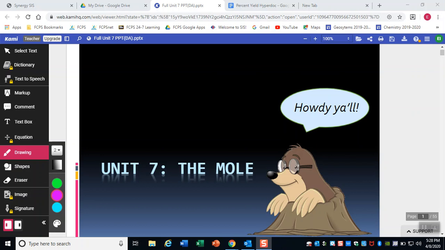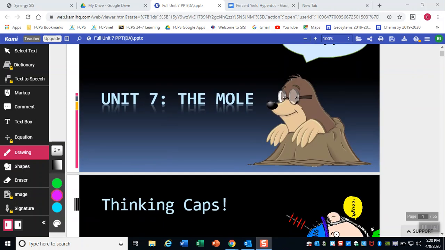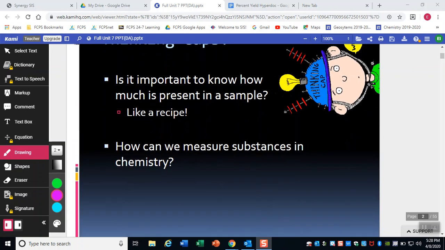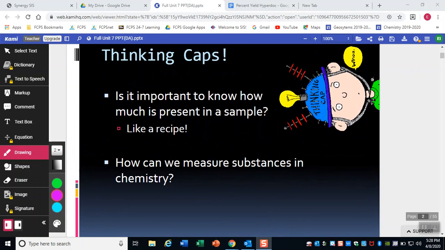Okay, so let's review about the mole since we've been away so long. The mole tells us about how much is in a sample. It's like using a recipe. Instead of saying 1 cup of this and 1 cup of that, a chemist will say, I need a mole of this, I need 2 moles of that.